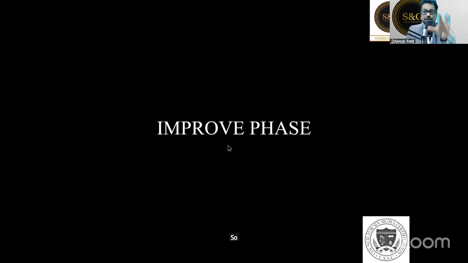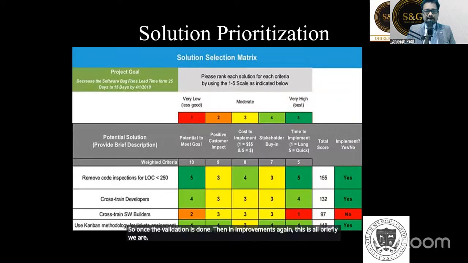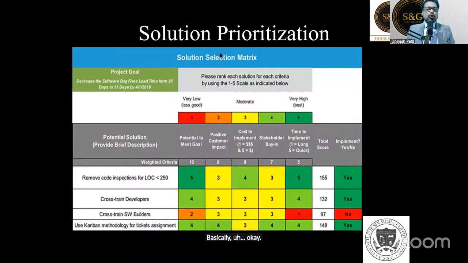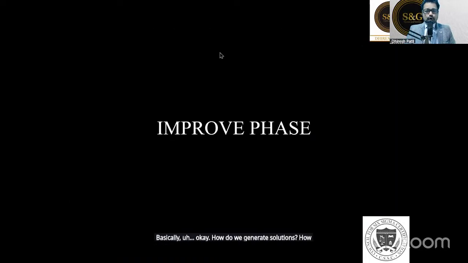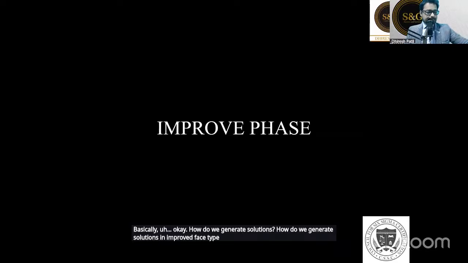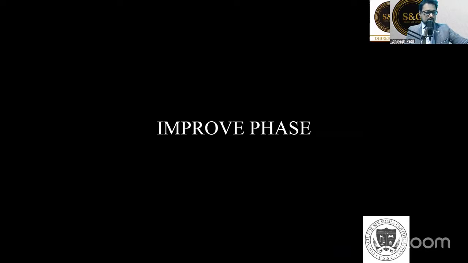So once the validation is done, then in the improve phase, briefly, how do we generate solutions? How do we generate solutions in the improve phase? Type in the chat box. What are the tools we use to generate solutions? Ideas? Type in the chat box, everybody. Yes, very good. Brainstorming. That's right. What else?